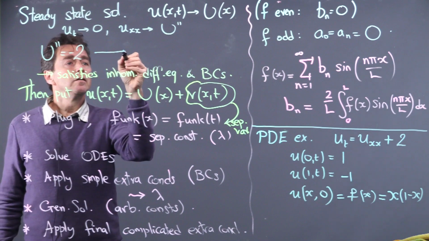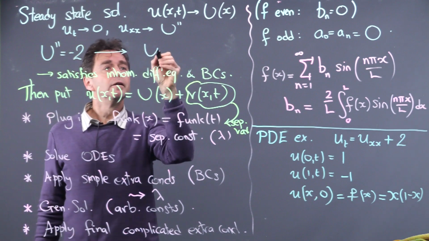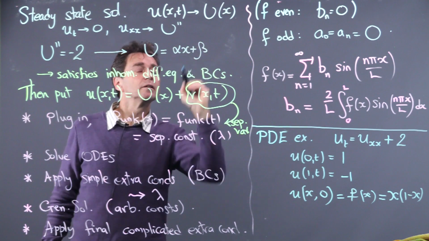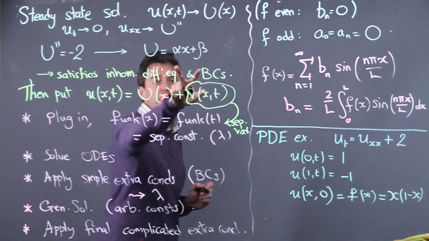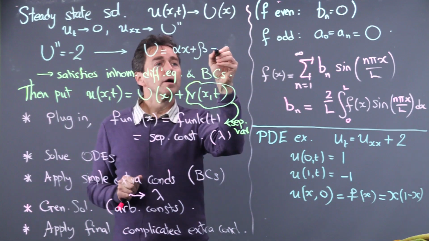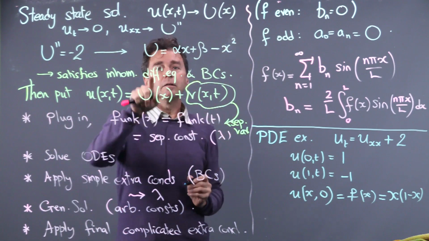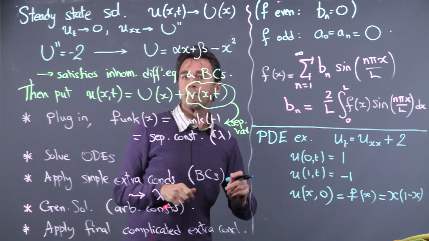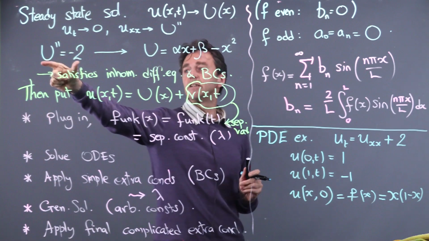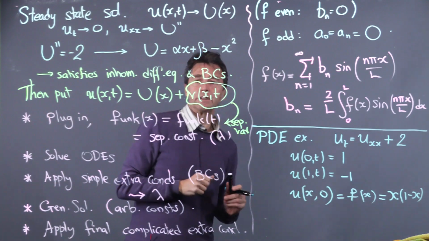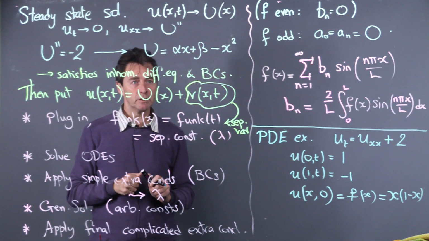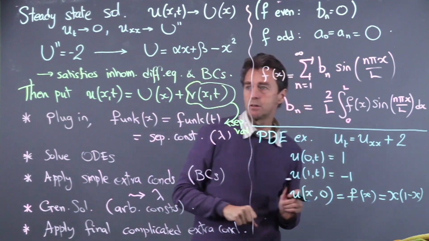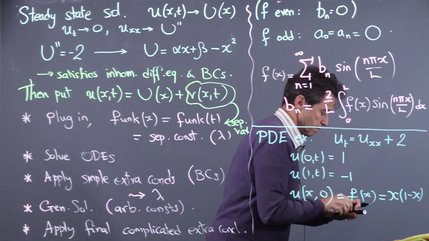Integrating twice, I'm going to get that U is equal to alpha x plus beta, where alpha and beta are just arbitrary constants of integration, minus x squared. Right, so the second derivative of that, these go away, and that gives me minus 2. So that's just integrating this twice, furnishing these constants of integration. And to determine the alpha and the beta here, I need to put in these conditions. So let's do that.